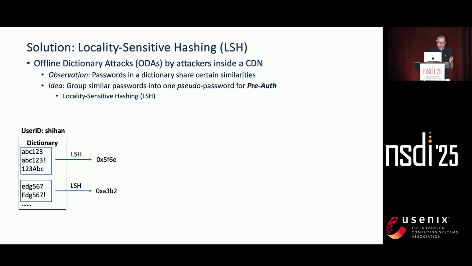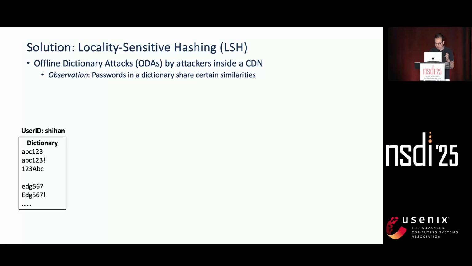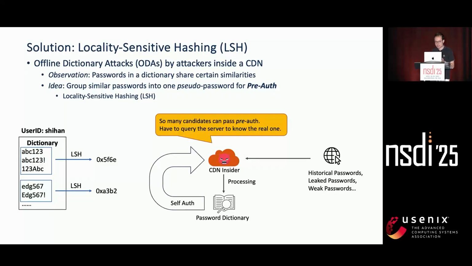And therefore, when a CDN tries a password in the dictionary, you will find that so many candidates can pass the pre-authentication, and it has to query the server to know which one is the real one.